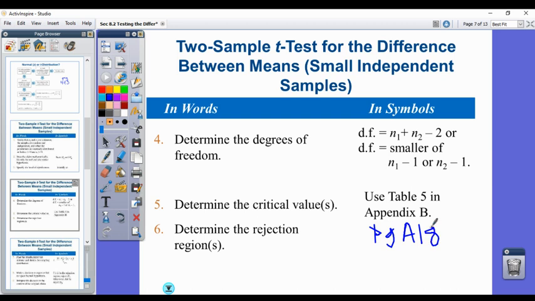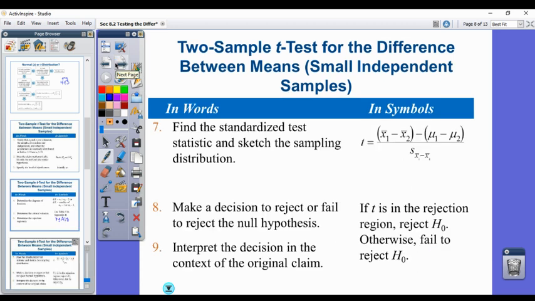Okay. And then determine your rejection region. Find your standardized test statistic. And then from there, you're going to make a decision whether or not to reject or fail to reject. And then you're going to interpret that decision in the context of your original claim. Okay, so let's go ahead and do an example all the way through.